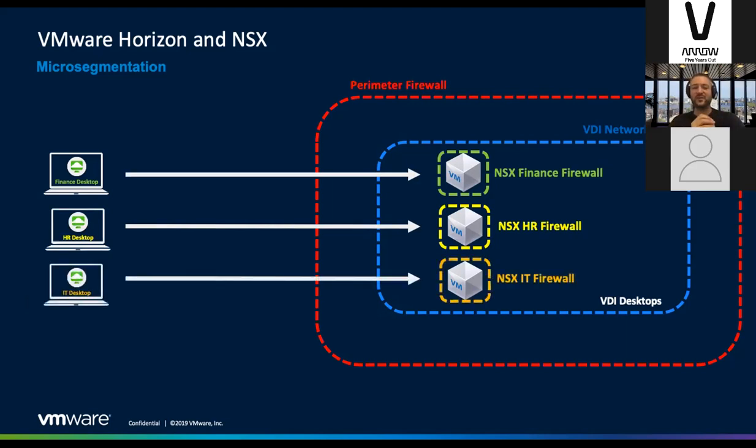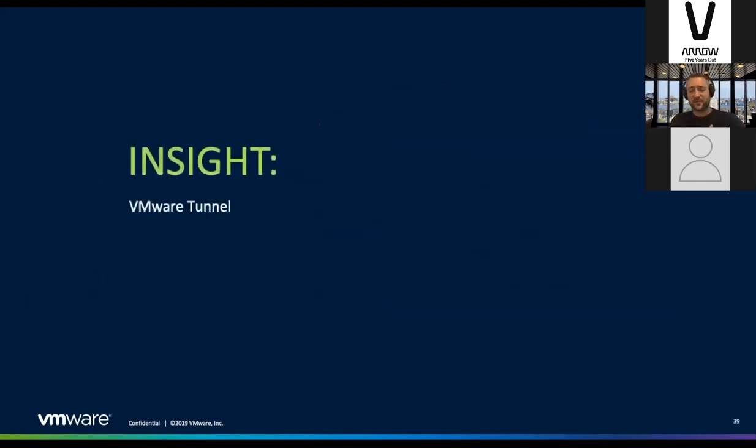So you have these users connecting in, coming through the perimeter firewall, but now the organization has the protection so that these users cannot break out of their secure bubbles in the organization. So that's USP, unique selling point number one. The next piece we have is around VMware Tunnel.